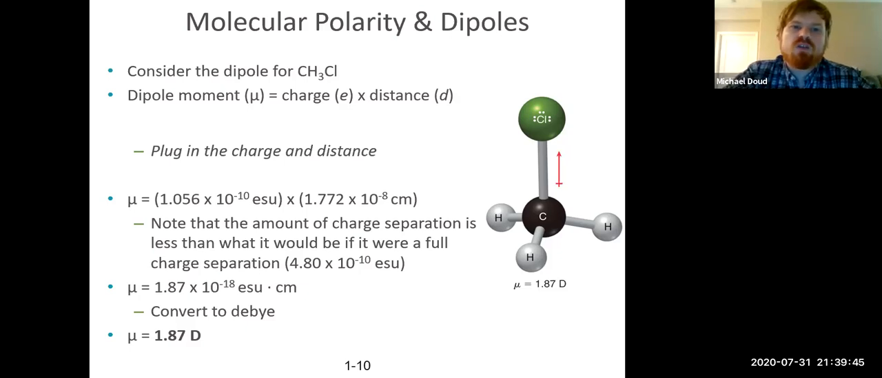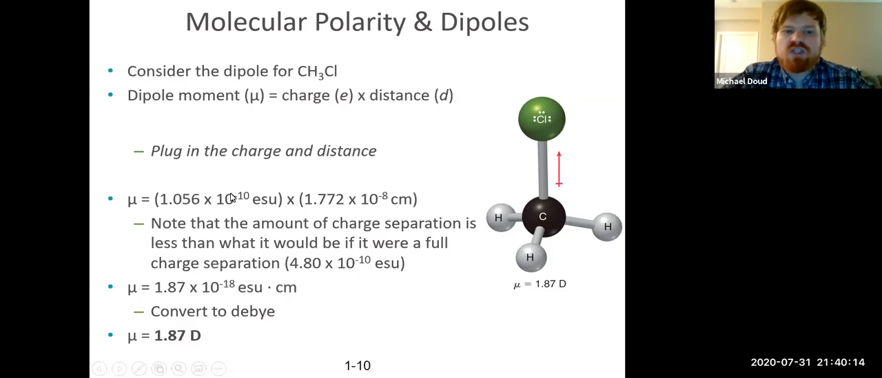structure. So if we consider, for example, chloromethane, this is a methane molecule that has just a single chlorine atom on it. So we've taken one of the hydrogens and replaced it with a chlorine. The way that we can do this is we can measure the charge on the chlorine atom and on the carbon atom, and whatever the magnitude of the charge is, and multiply it by the distance.